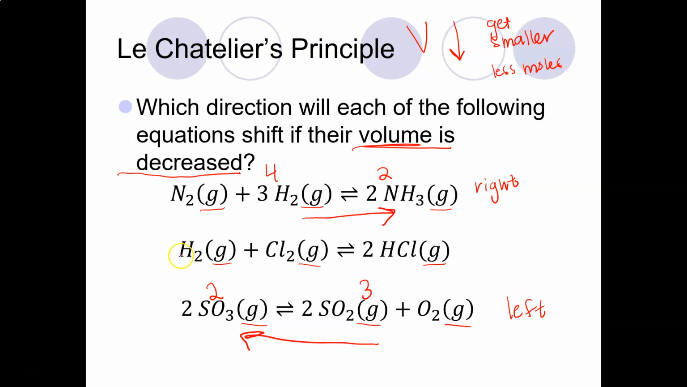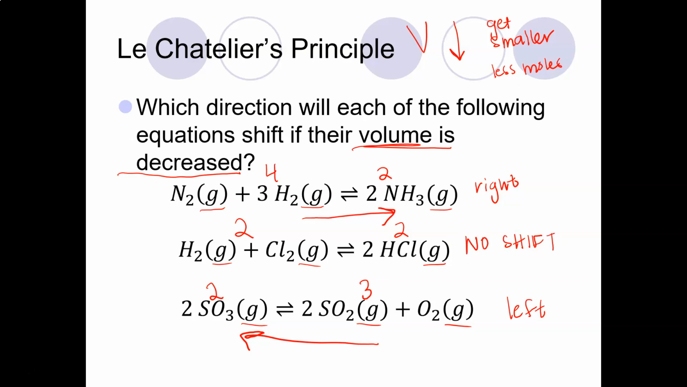Okay, let's look at the middle one. There's 1 mole of gas and 1 mole of gas, so 2. There's 2 moles of gas, so 2. It needs to shift to get smaller. Well, which number is smaller, 2 or 2? That means there's not going to be a shift because there's not a better direction for it to go.